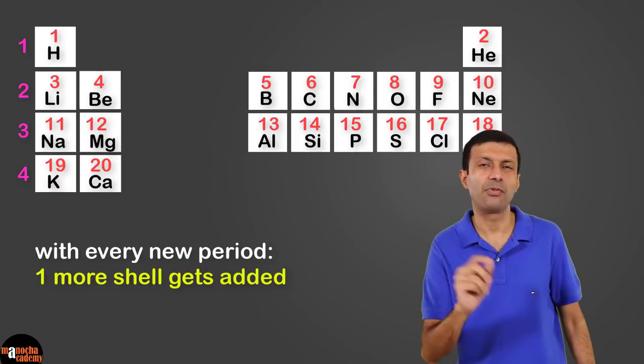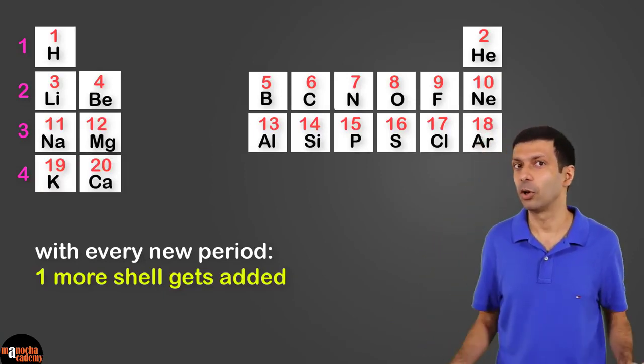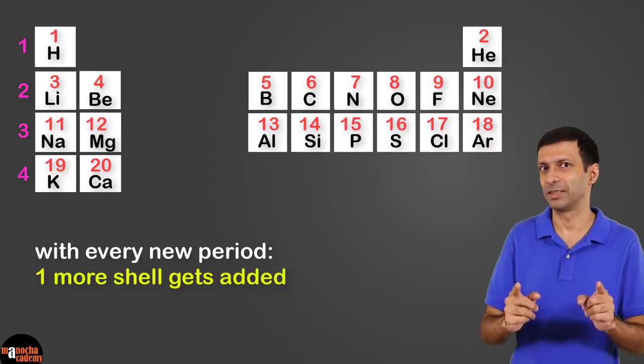Now let's verify this by looking at the electronic configuration of a few elements. Let's draw the electron configuration of hydrogen. It has atomic number 1. So just one proton and one electron. And as you can see, it has only one shell.